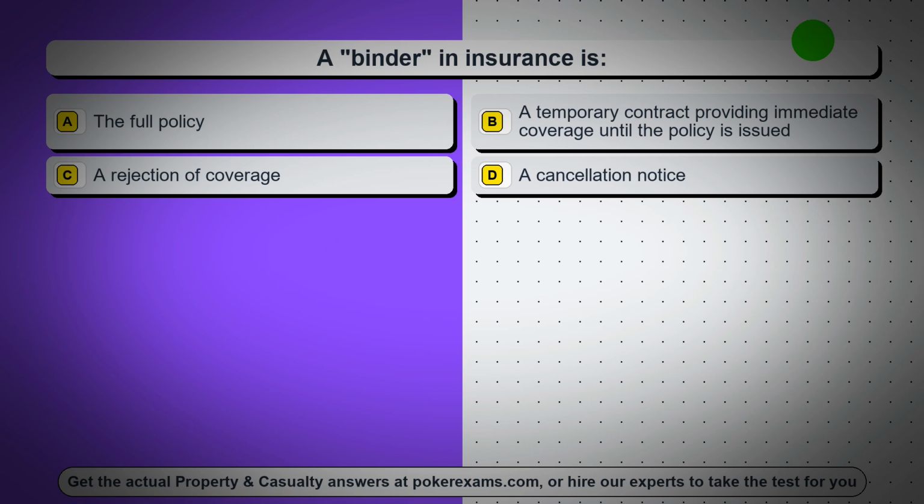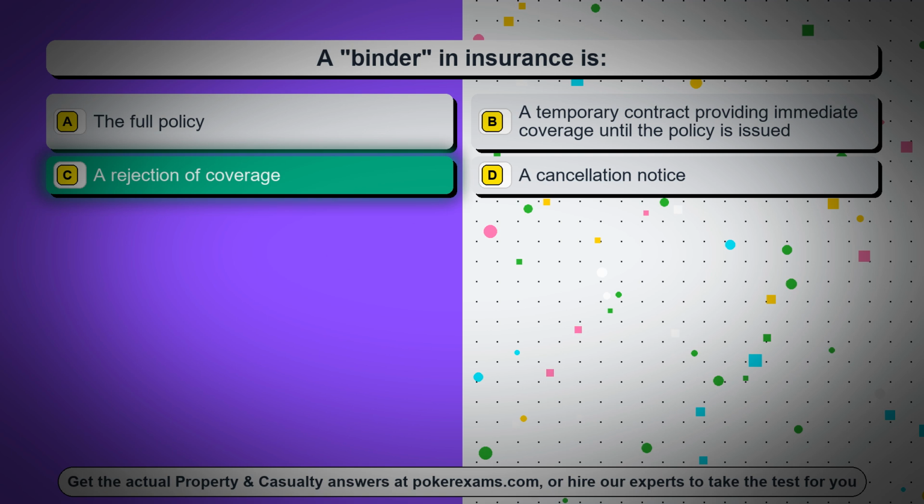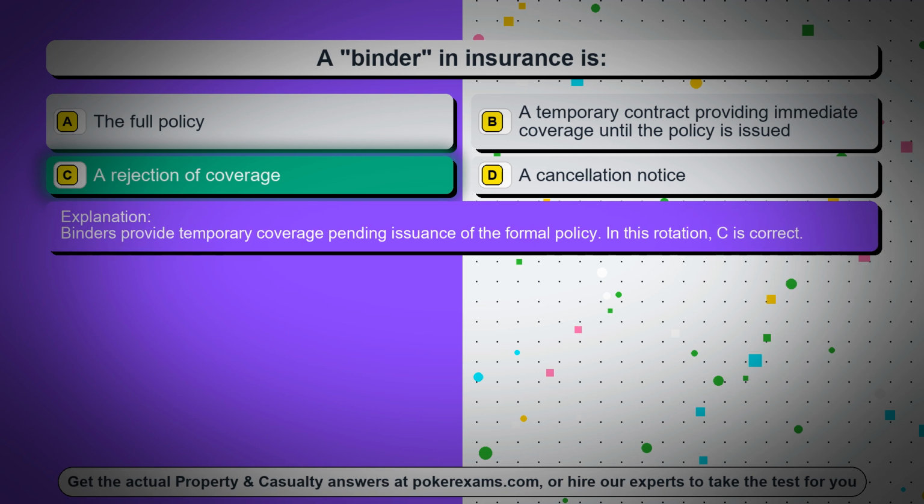A binder in insurance is: option A, the full policy; option B, a temporary contract providing immediate coverage until the policy is issued; option C, a rejection of coverage; option D, a cancellation notice. The correct answer is option C, a rejection of coverage. Binders provide temporary coverage pending issuance of the formal policy. In this rotation, C is correct.